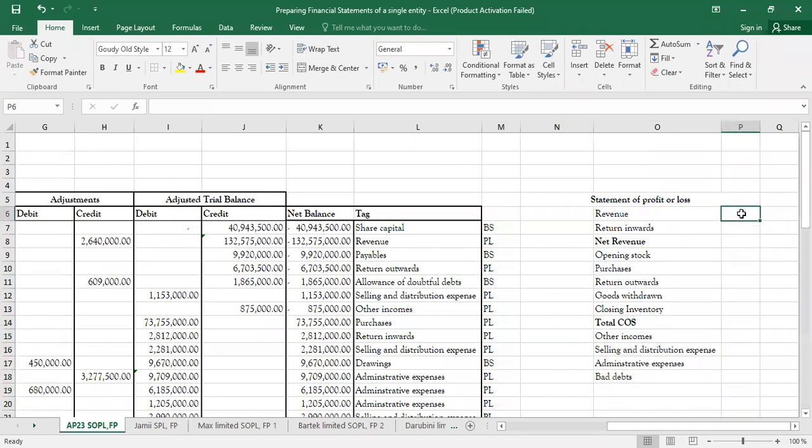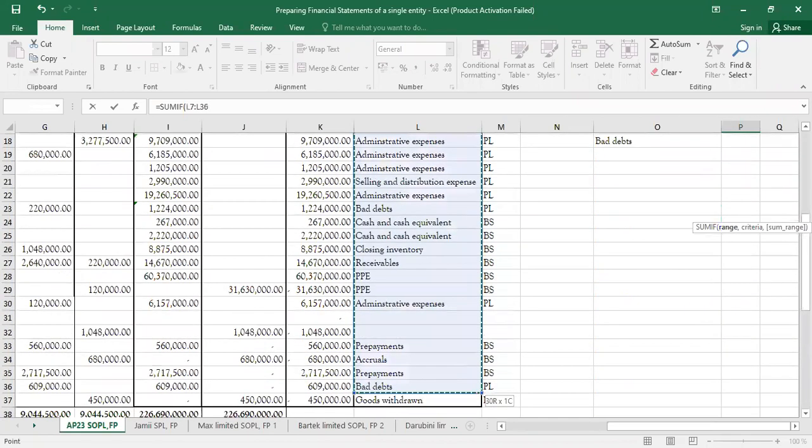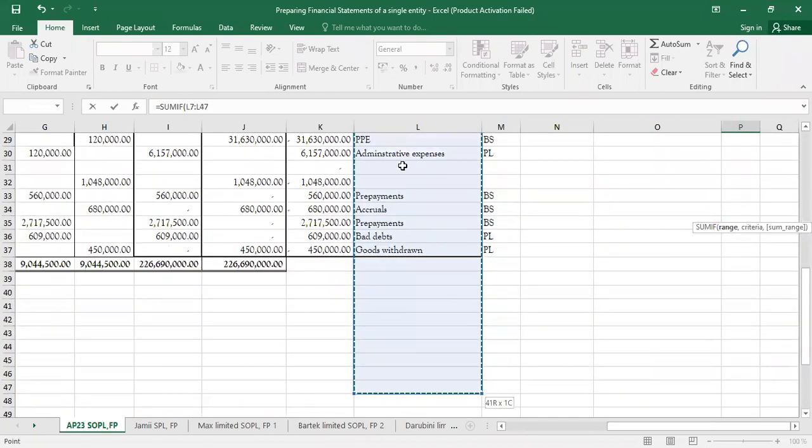So here I'll come here, equals. So here I'll introduce a function. So SUMIF. I press tab. So you've been asked the range. So the range will be our tag column. I'll take the whole tag column. So it was just ending there, isn't it?